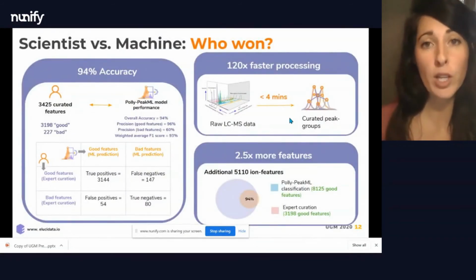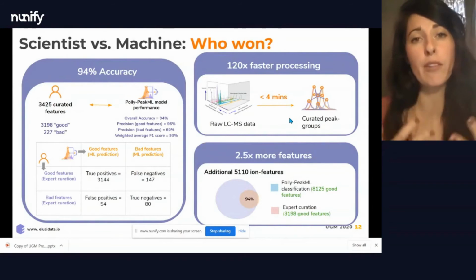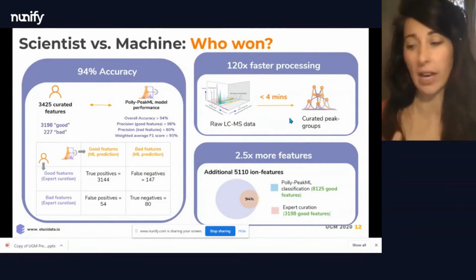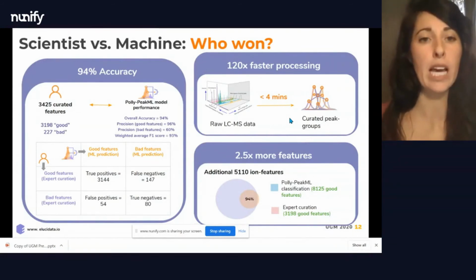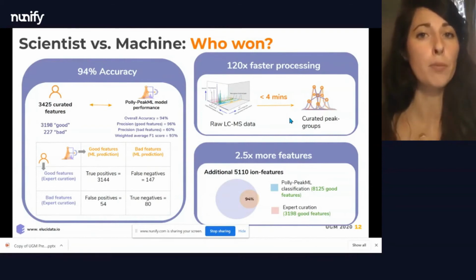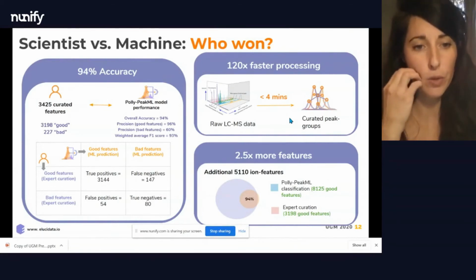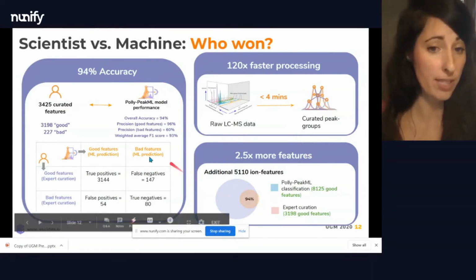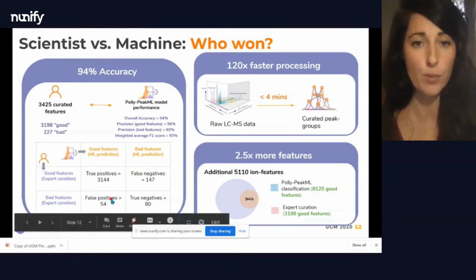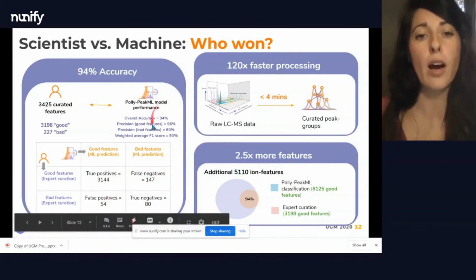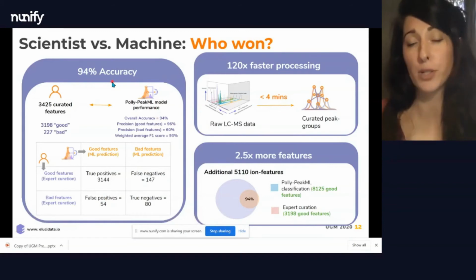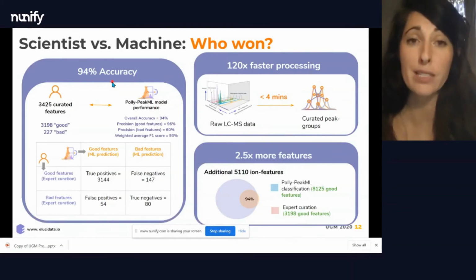So the first thing we looked at is accuracy. Assuming everything that I did was valid and true, we asked how often PeakML matched my answer for those peaks. Of course, there were some false negatives and false positives, not surprising, but overall the accuracy was around 94%, which we were quite pleased with.